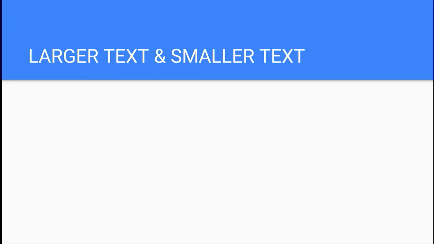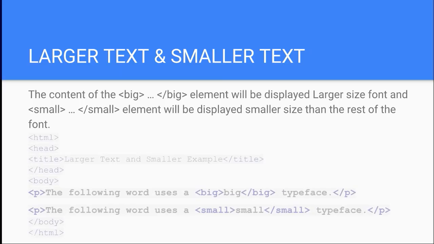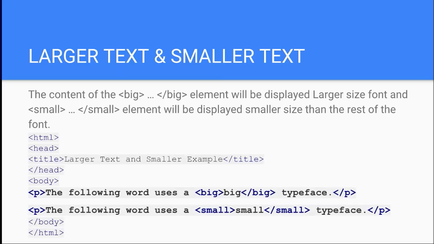And the next one is larger text and smaller text. The content between the big and /big elements will be displayed in a larger size font, and the small element will be displayed in a smaller size than the rest of the font. Let us see how it works.